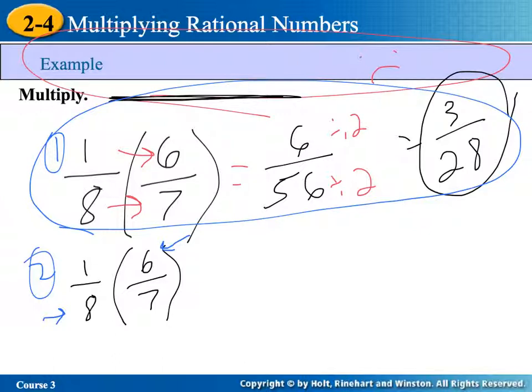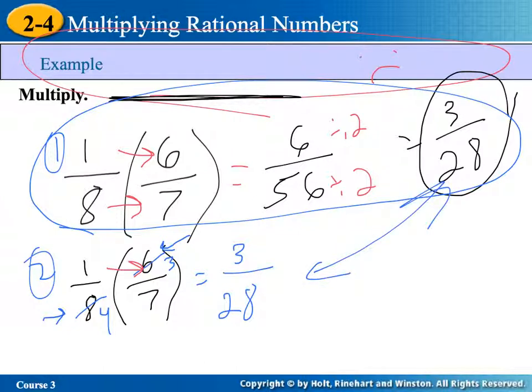So what we can do is divide each one by 2. What's 6 divided by 2? 3. 8 divided by 2? 4. And we simplified the numerators and denominators as much as possible. Now we multiply straight across. So 1 times 3 is 3, 4 times 7 is 28. These are the exact same answers.